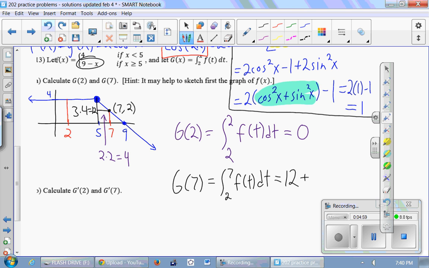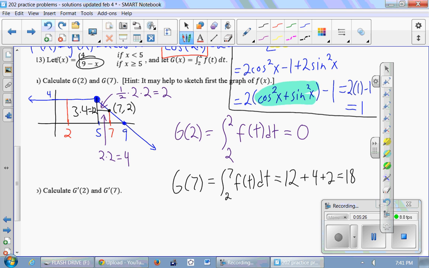So then the area of the triangle is half of the base times the height. So crunch that together, we just get 2. So then smushing everything together, 12 plus 4 plus 2, 18. And that's the value of this funky function g of 7. Okay, so let's try part B. Calculate g prime of 2 and g prime of 7.